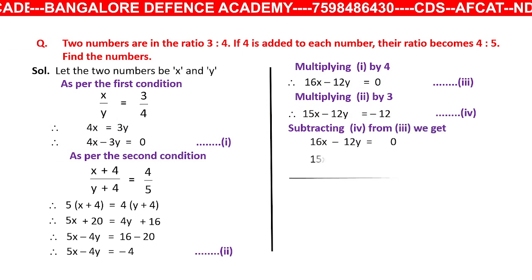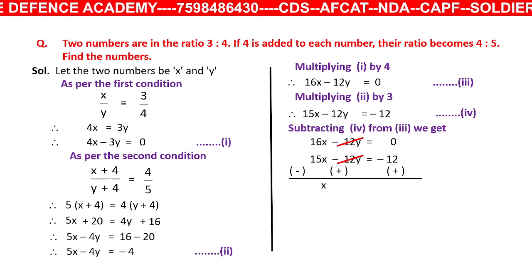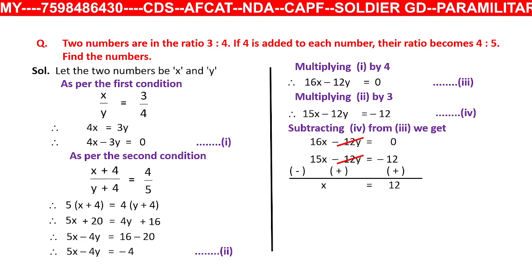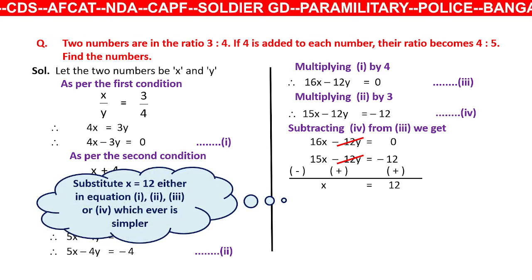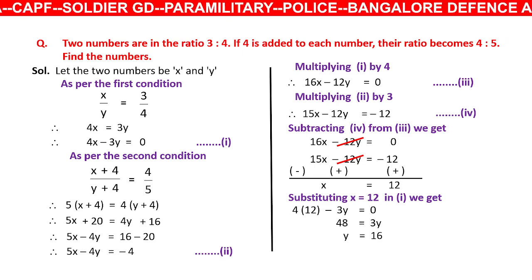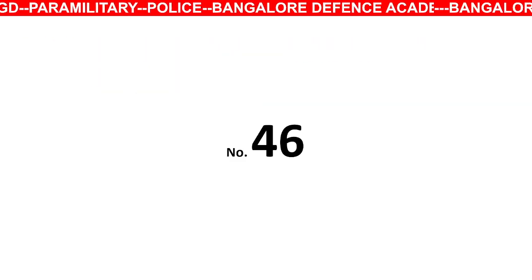I'm going to change the sign. So 12y and 12y get cancelled. 16x minus 15x is equal to x, and you get the value of x is equal to 12. When you get x is equal to 12, you have to find the value of y by substituting in any of the equations. So you get y is equal to 16. So the two numbers are 12 and 16.